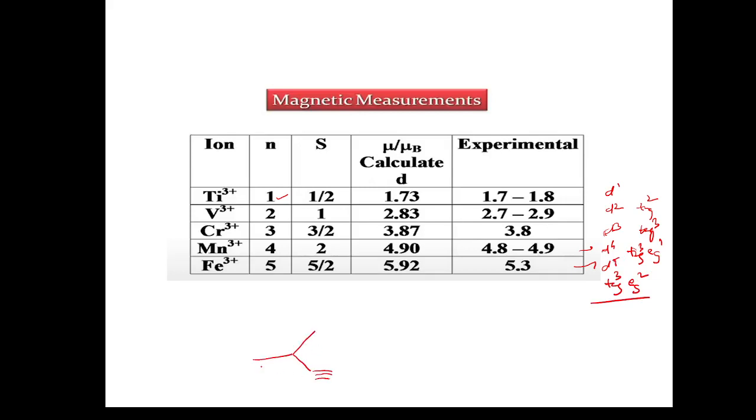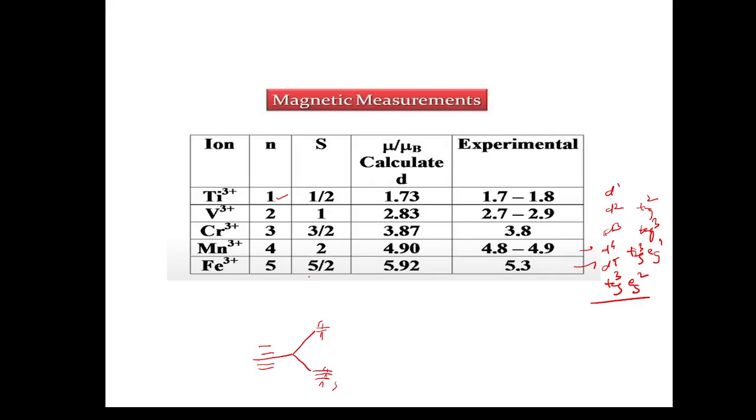I can just draw this through crystal field theory. 1, 2, 3, 4, 5 like this. For titanium, there is only one electron. For vanadium 3 plus it is two electrons, and for chromium 3 plus and so on. So if n is 1, 2, 3, 4, 5, then S will be half, 1, 3 by 2, 2, 5 by 2.